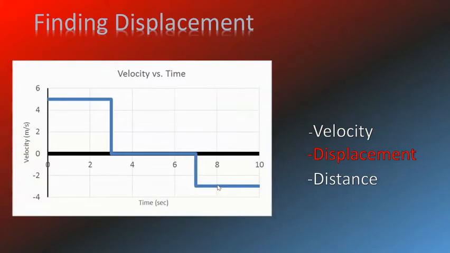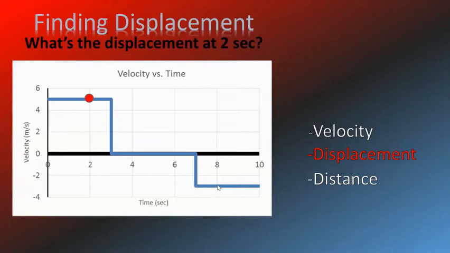So velocity is found just by reading the graph, but for displacement, we're going to have to do a little bit of math. It so happens that the area between the graph and the zero line is equal to the displacement. Remember, displacement is how far something is from where it started. So let's look at an example. What is the displacement at 2 seconds?